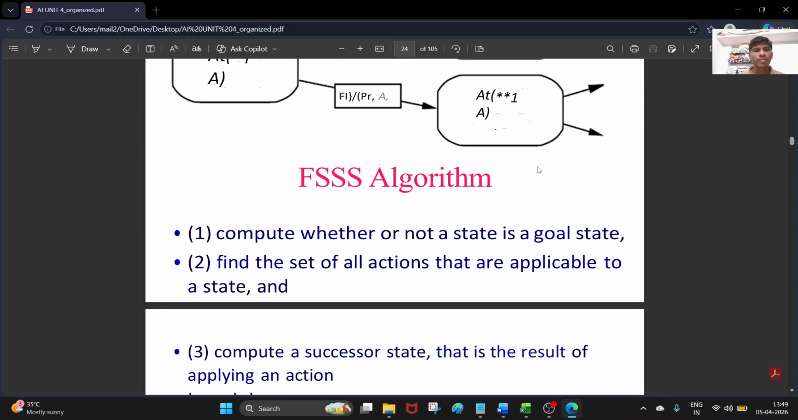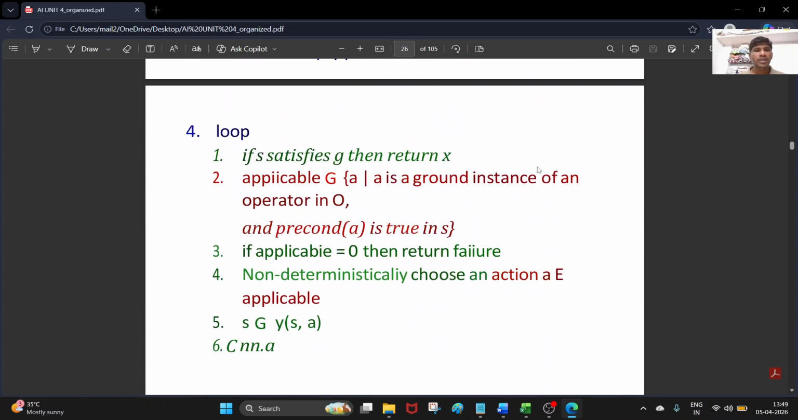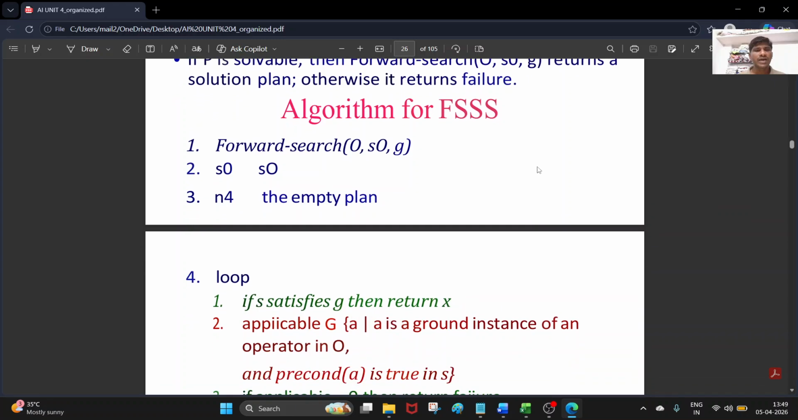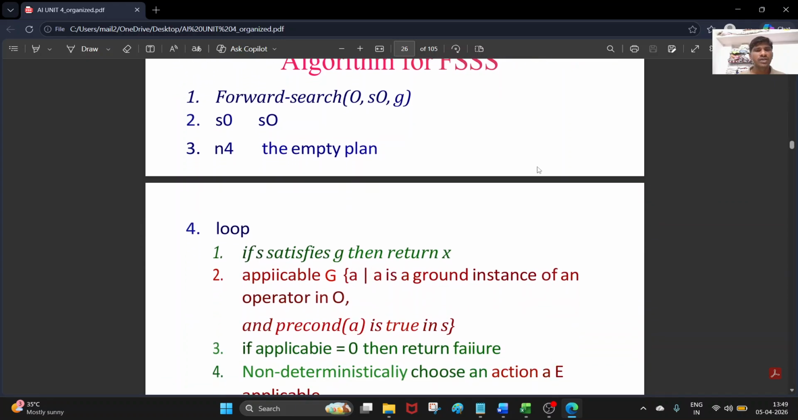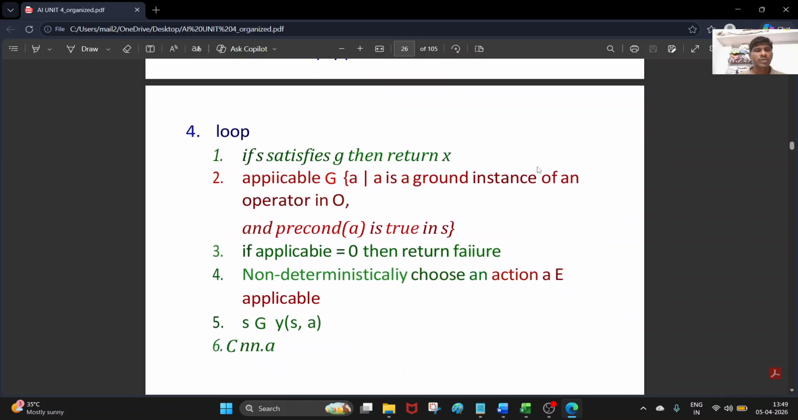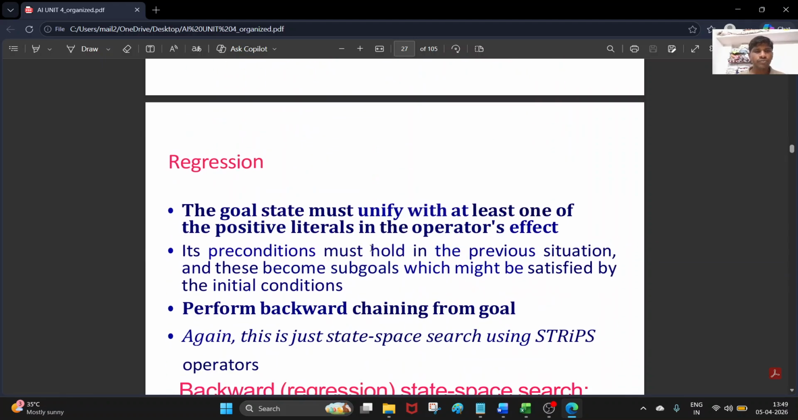So this is regarding the forward state space search algorithm. This is the algorithm. This algorithm will have an initial state and an empty plan. Then you'll have a loop, and you'll have certain actions. The actions will be leading to the particular goal.